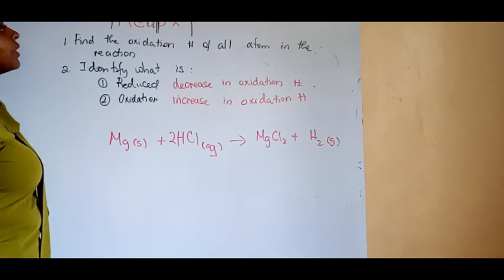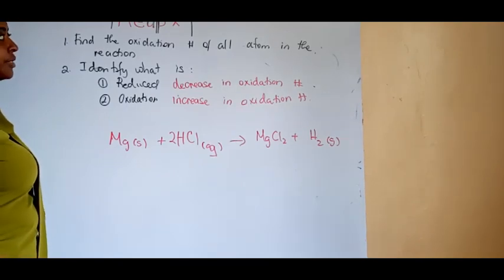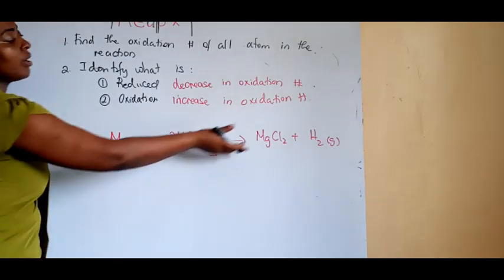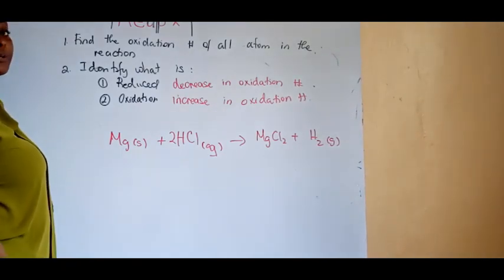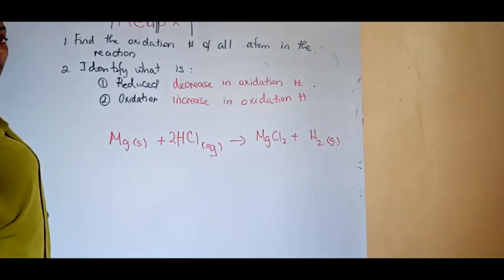So remember, in a redox reaction, what we're basically going to do is first determine if a reaction is redox by determining the oxidation number of all atoms in the reaction. So we want to determine the oxidation number of all of these substances, and then we're going to identify what is reduced, what decreases in oxidation number, and what is oxidized.